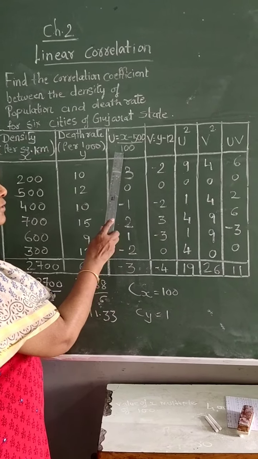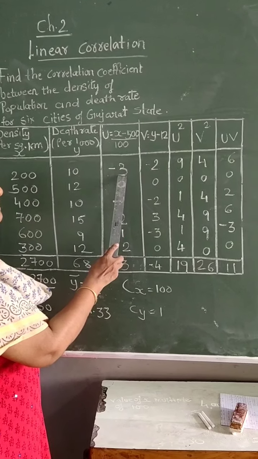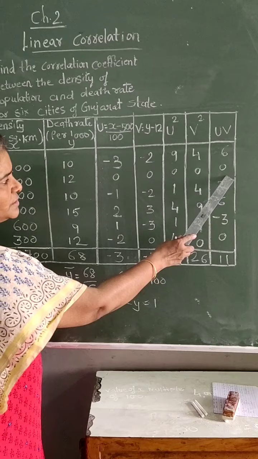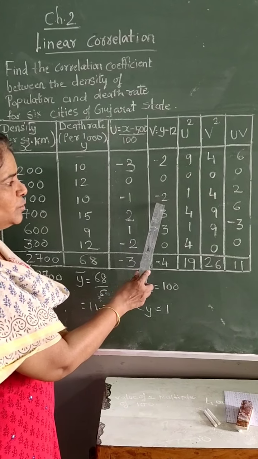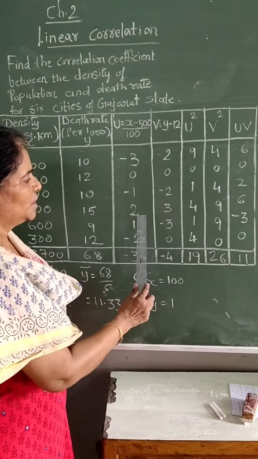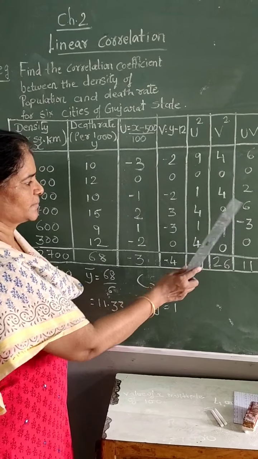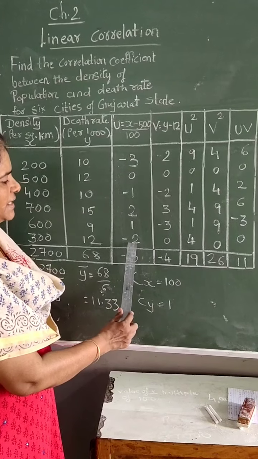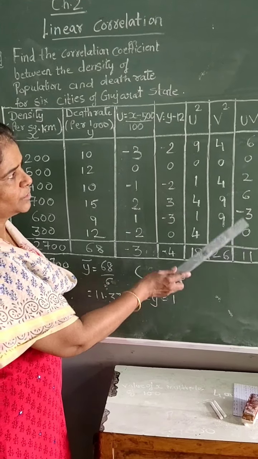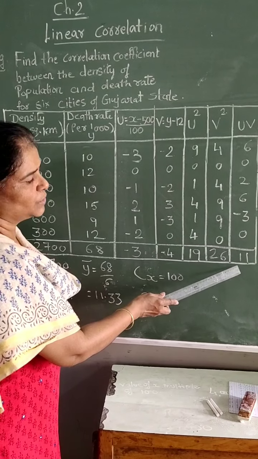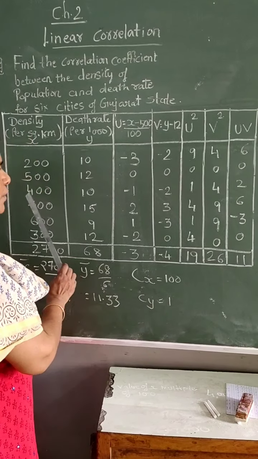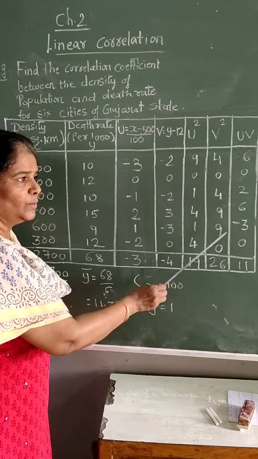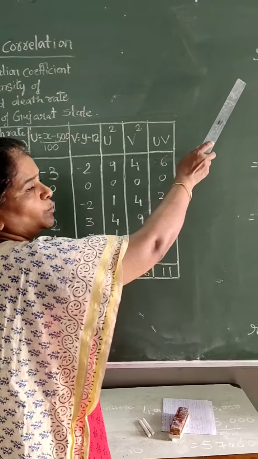Now product of u and v. Minus 3 into minus 2, 6. 0 into 0, 0. Minus 1 into minus 2, 2. 2 into 3, 6. 1 into minus 3, minus 3. Minus 2 into 0, 0. And sum of these comes to 11. This is how first of all we prepare the whole table. Now we proceed further with the formula.